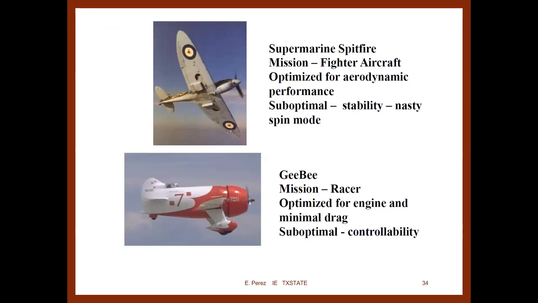Same thing here. These are real examples of different airplanes that were focusing on specific areas of the design. The Supermarine Spitfire was optimized for aerodynamic performance, but it has suboptimal stability and a nasty spin mode. And then we have the GV. This is a racer. It was optimized for engine and minimal drag, but it was very suboptimal in terms of controls.